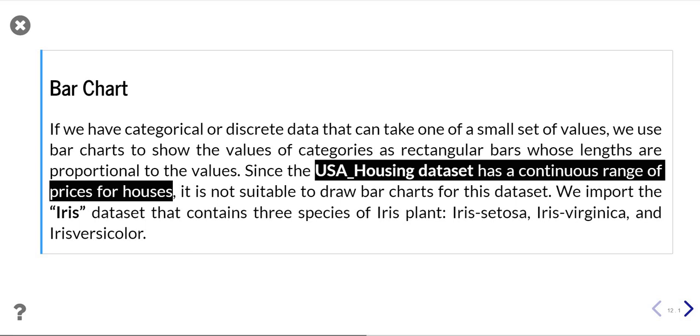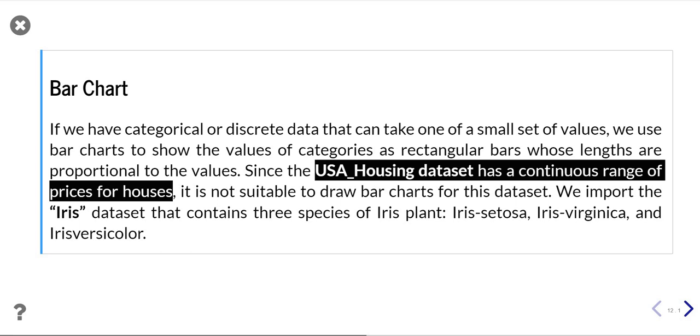But now if you want to use a bar chart for house pricing, it's definitely not suitable, right? How do you show a continuous value using a bar chart, which is for discrete values? You need to show a discrete bar. But because the price has a continuous range, if you want to do a bar chart, you will be doing 5,000 bars, right? So it's not really suitable to draw bar charts for this data set.